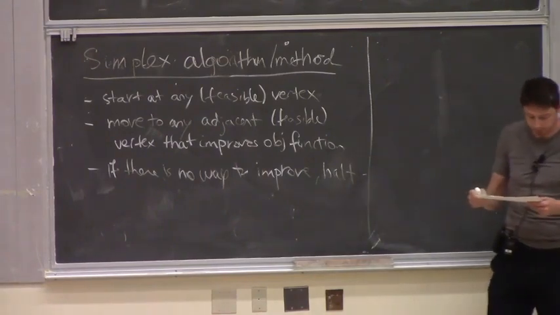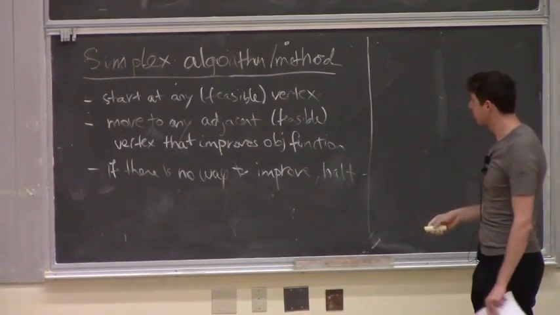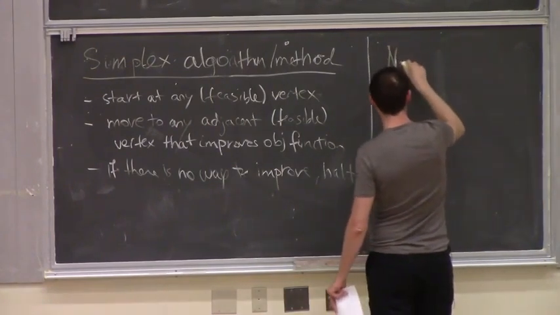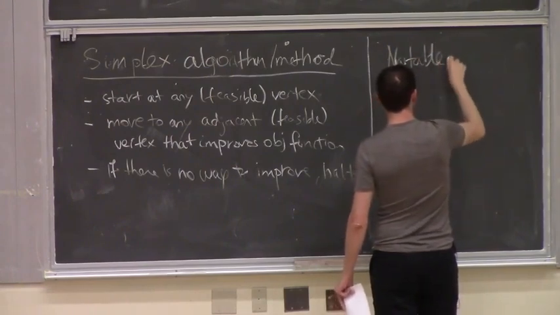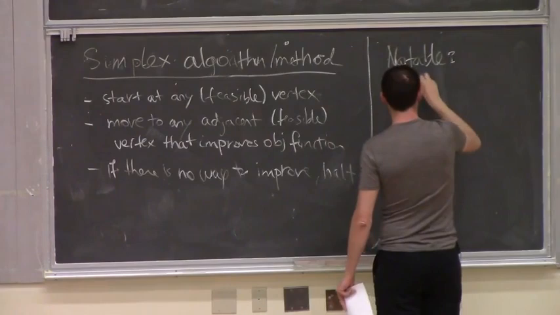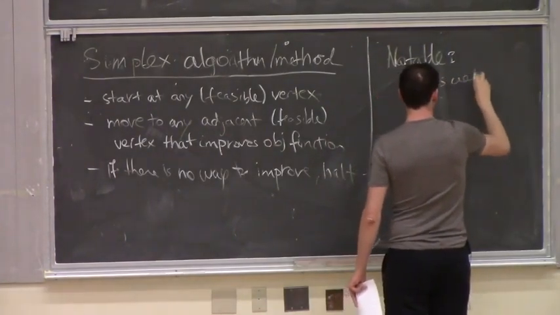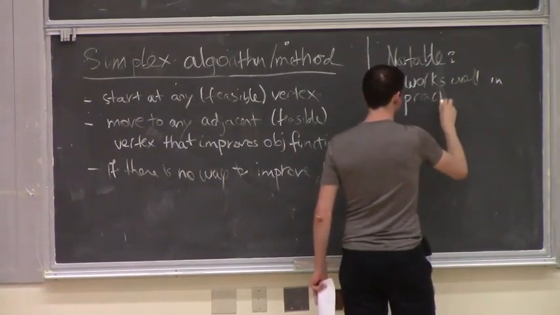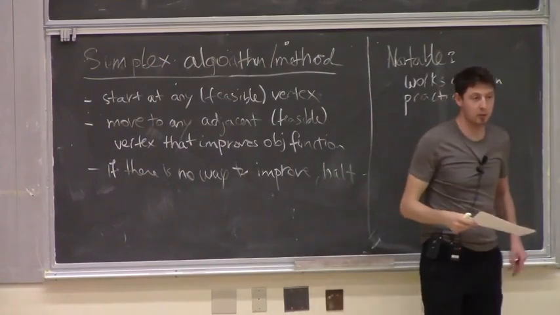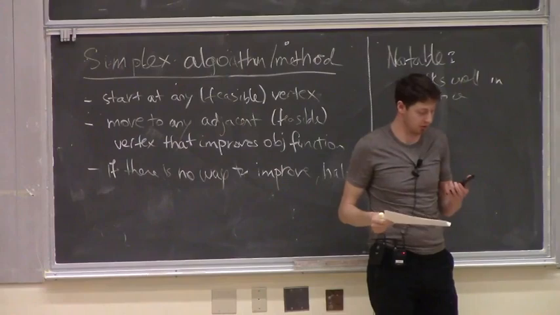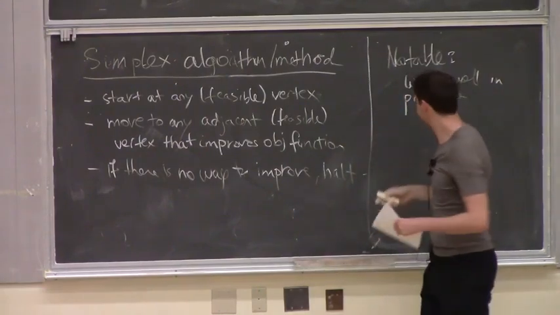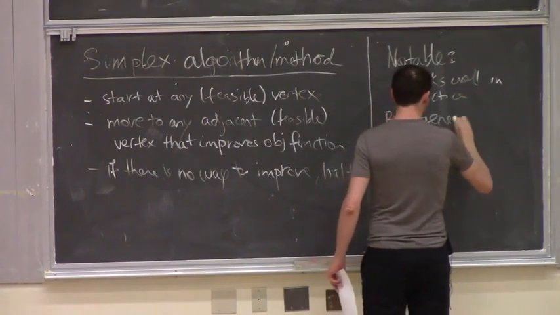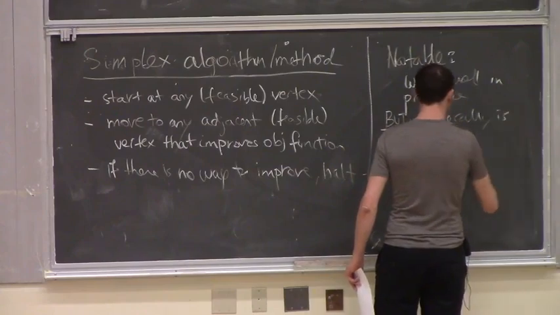Now, this algorithm, which is very old, from I think the 40s, is very notable because it works very well in practice. In the sense that if you code it up and you give it a linear program, it will find optimal solutions very fast. Okay? But generally it's not polynomial time. Generally it's not efficient.